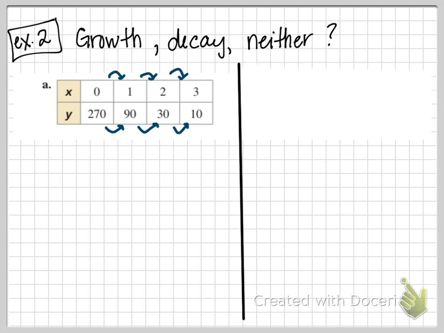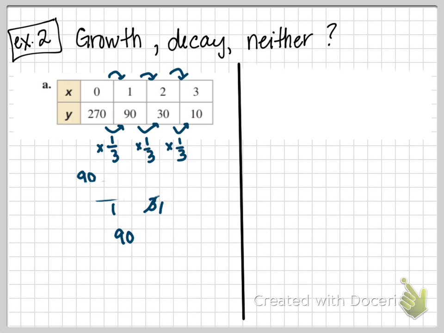Now, technically, and this is what they're going to ask you to do on your homework, everything is by a factor. So we're always multiplying by something. Now, you and I would say to each other, what are we doing here? Dividing by 3. Is that the same as multiplying by 1/3? Yes. What's 270 times 1/3? Cross simplify, 90.